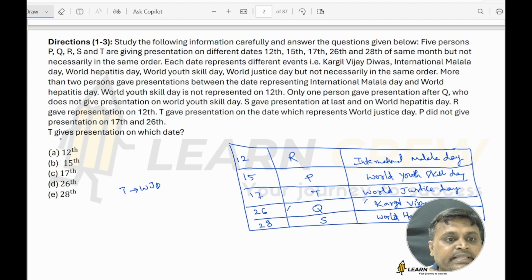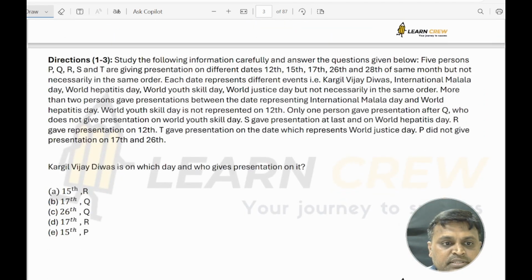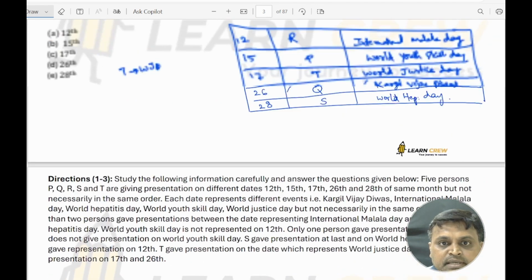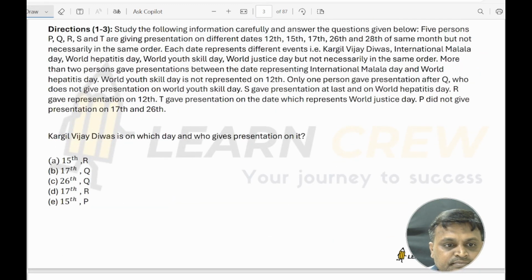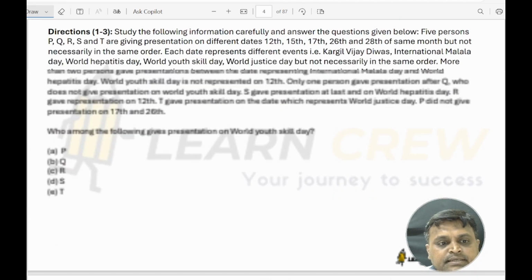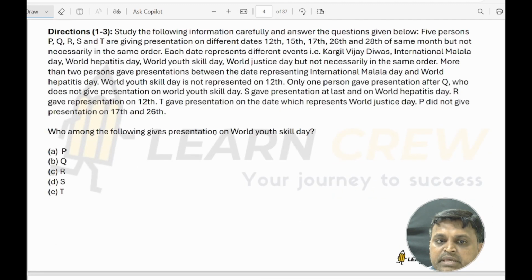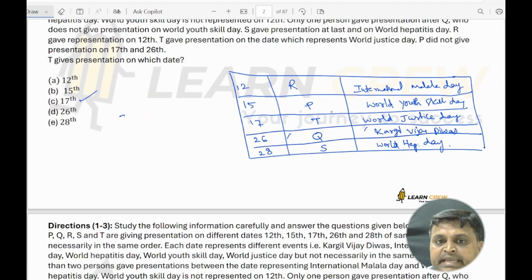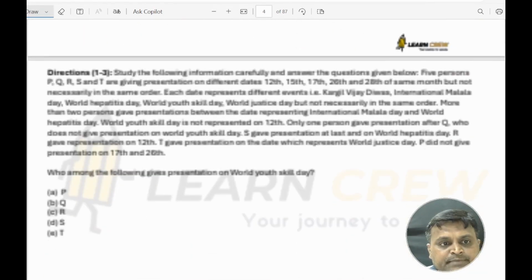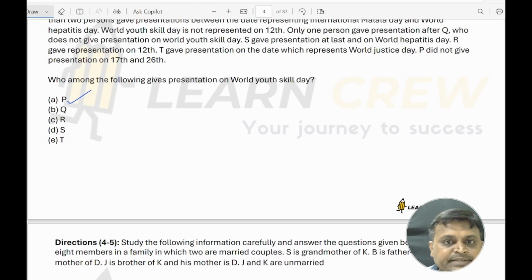Now T gives presentation on which day? It's very clear, T is on 17th. So the answer is 17th. Now, next question. Kargil Vijay Divas is Q, 26th. Next, who among the following gives presentation on World Youth Skill Day? It is P. So the answer is P.